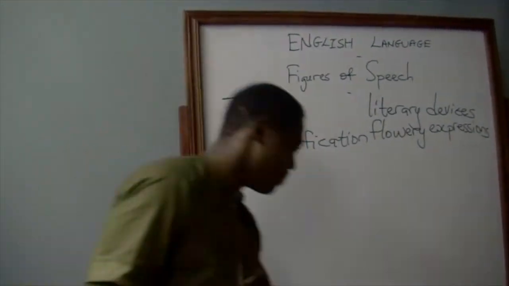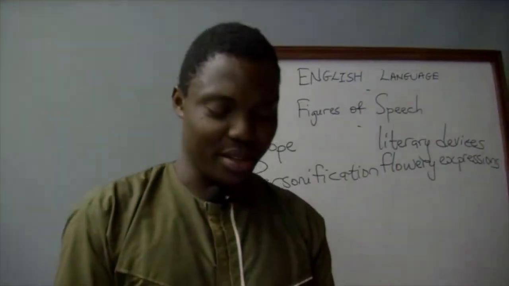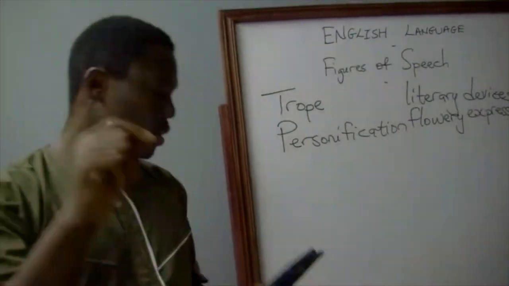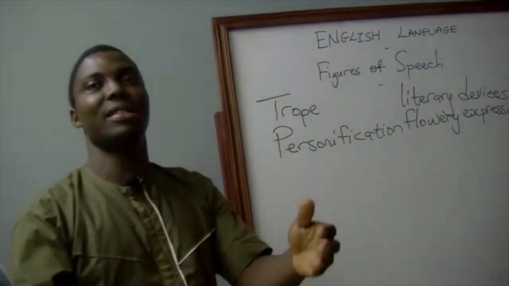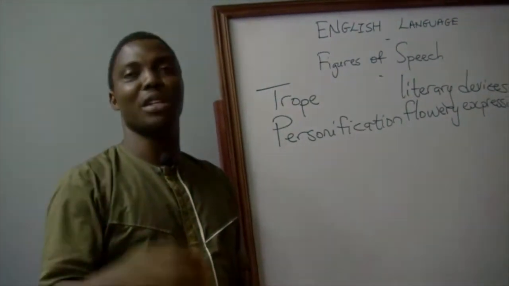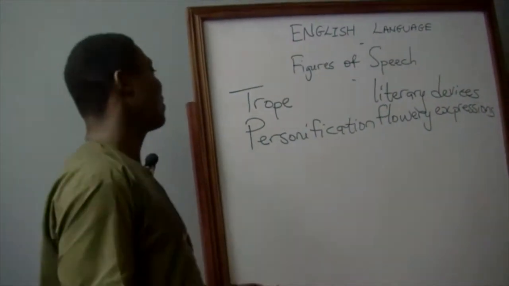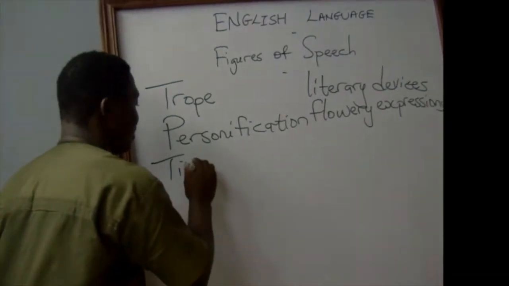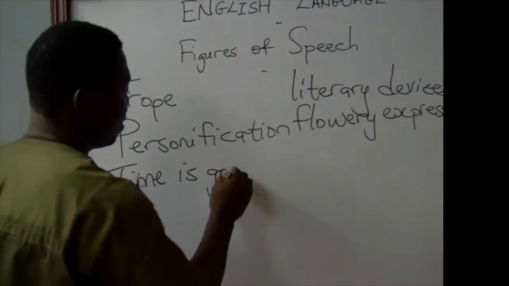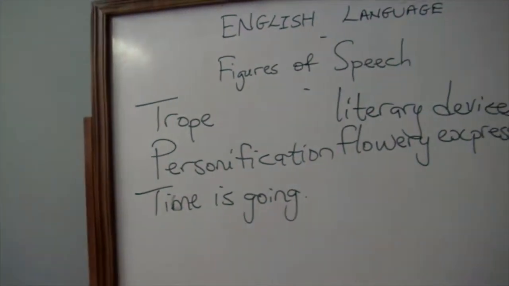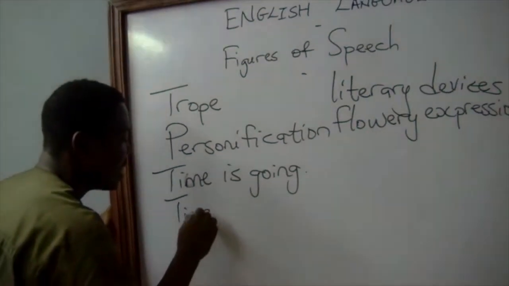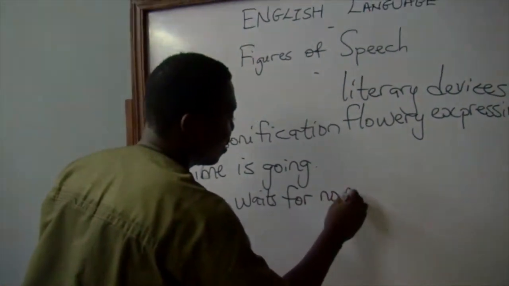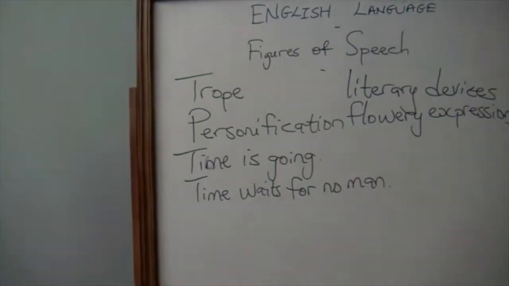What is personification? Personification is simply about adding a human angle to something. In other words, giving the attributes of a living thing to a non-living thing. For instance, if I say time is going, or time waits for no man.